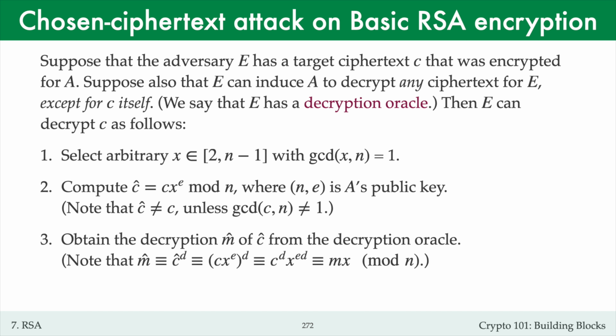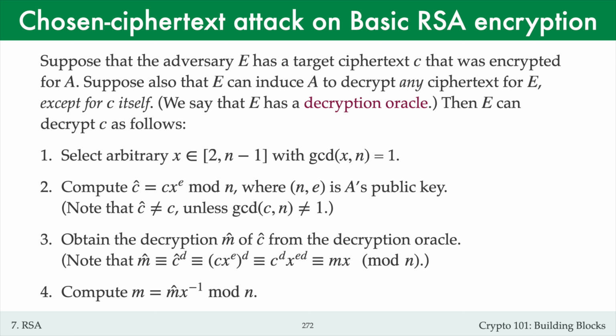Eve then obtains the decryption M hat of C hat from the decryption oracle. Let's note that the decryption oracle computes M hat by raising C hat to the power d modulo n. Now, C hat by definition is C times x to the power e modulo n. Expanding and then replacing C to the d by m and x to the ed by x gives m times x modulo n.